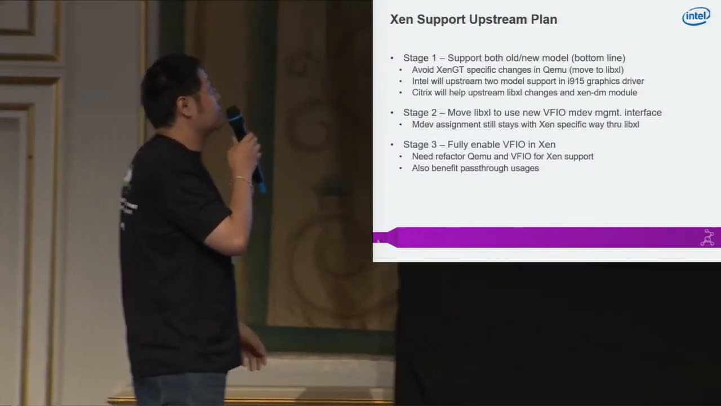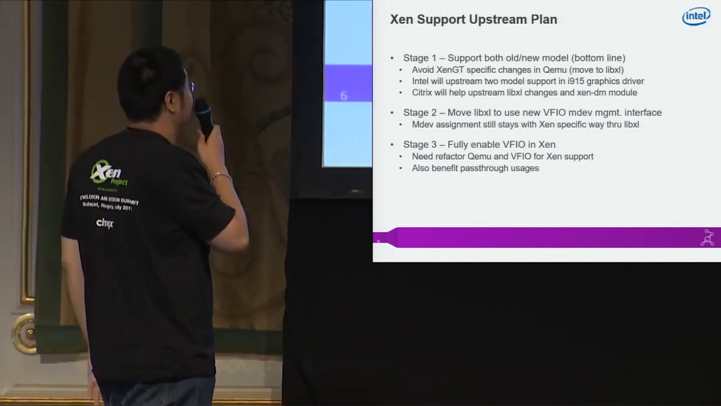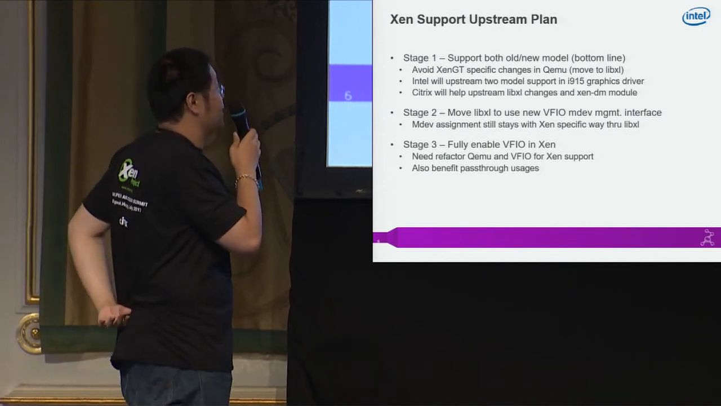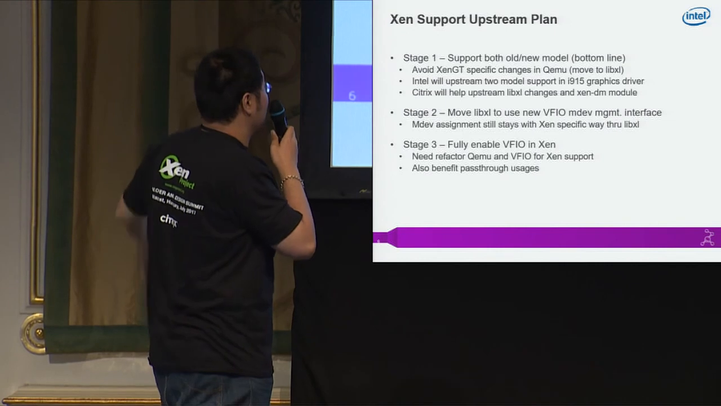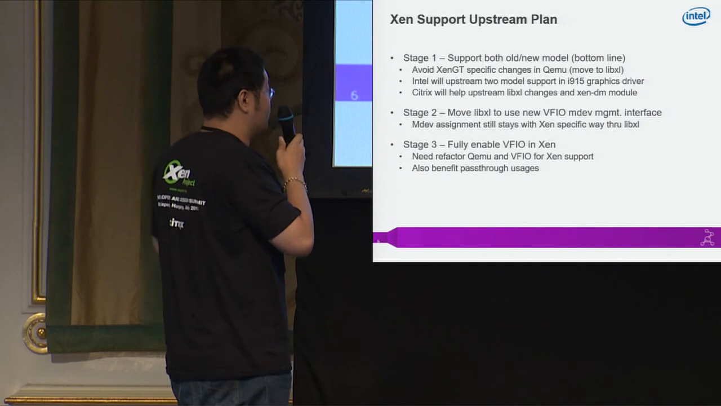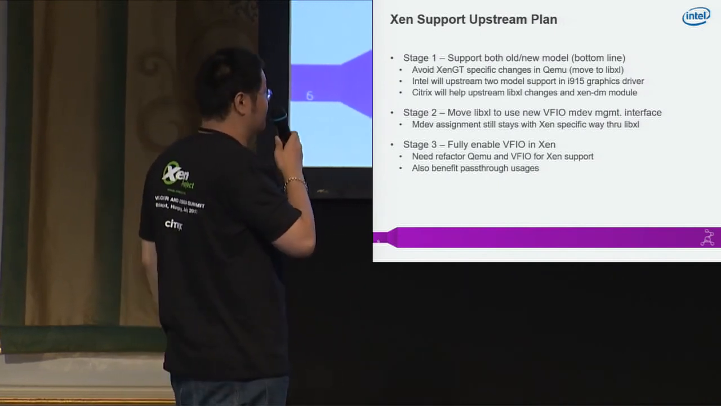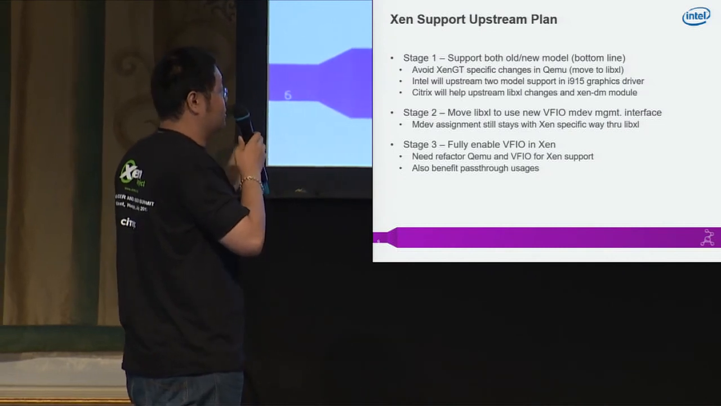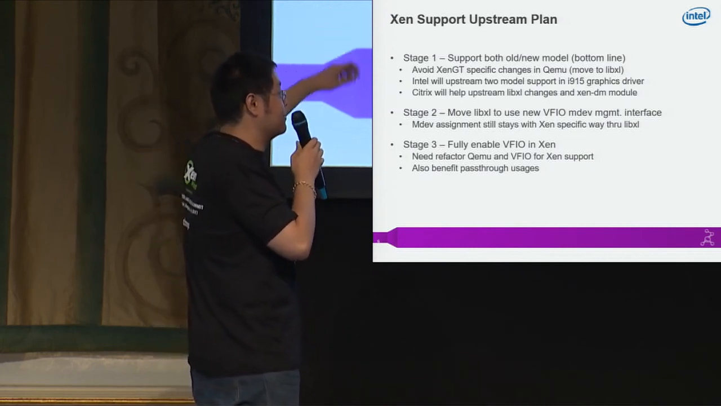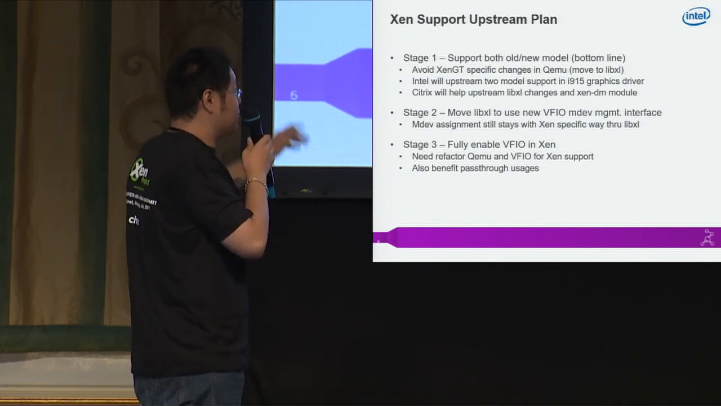Yeah, here is our upstream support plan. The first stage is that we have to support both the old and new models, just like what I showed you. The second stage is that maybe we can use VFIO MDEV to manage the vGPU life cycle, but we still cannot use it fully, like what I showed you in the previous slides. The stage 3 is to fully enable VFIO.